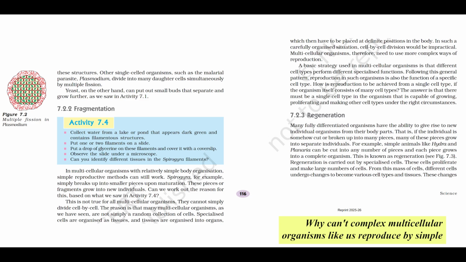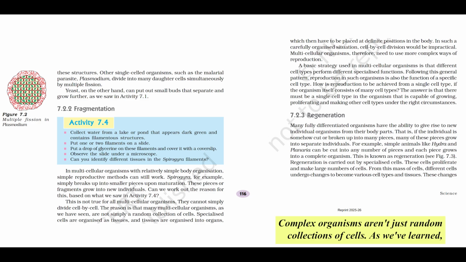Why can't complex multicellular organisms like us reproduce by simple fragmentation or just by cell division? That seems efficient. That's a very insightful question, and it's a common point of distinction in competitive exams, so pay close attention. The reason complex multicellular organisms like humans or even large trees and complex insects cannot reproduce by simple cell-by-cell division or fragmentation is fundamental to their body design and organization.